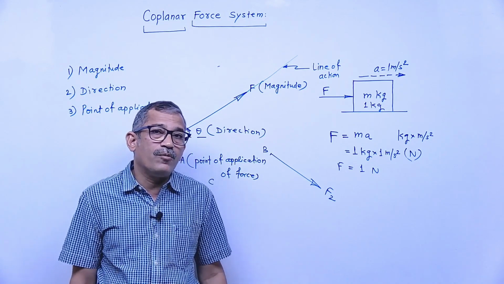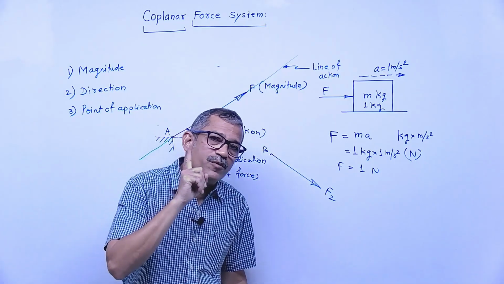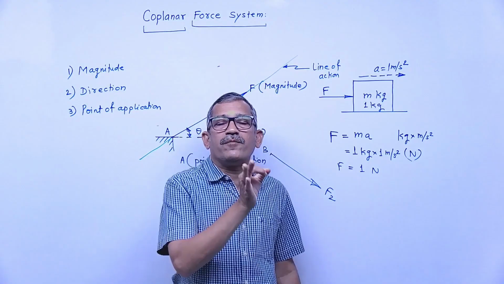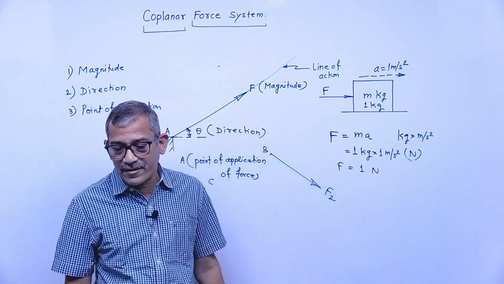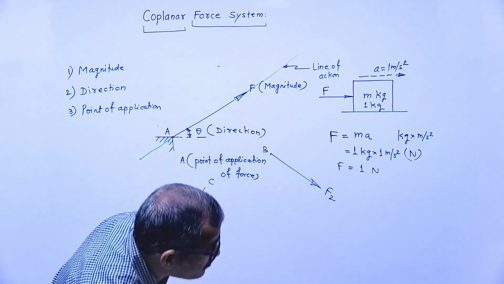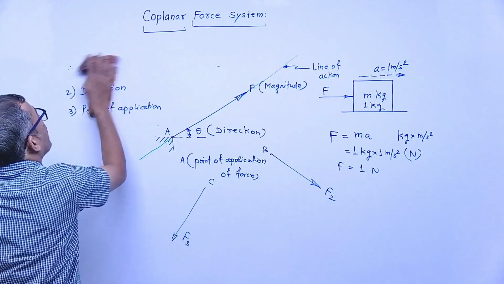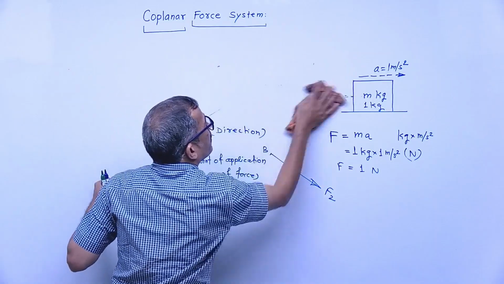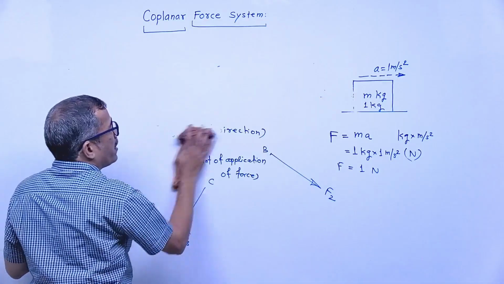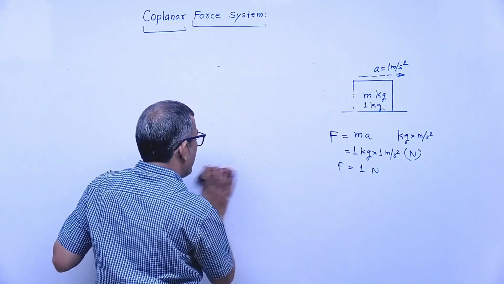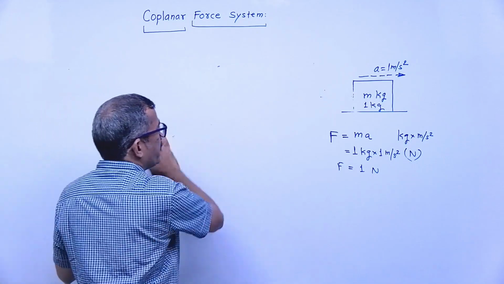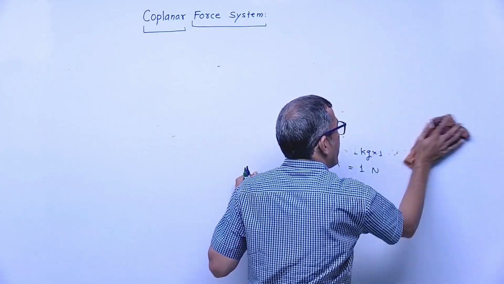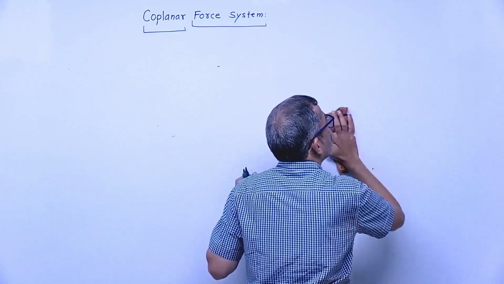So basically, how many types of force system are there? Two. Number 1 is the coplanar force system. Number 2 is the non-coplanar force system, or three-dimensional force system, or forces in space. How will we define these force systems? First, in one line, just note down. To define a force completely, what is required? Magnitude, direction and point of application. Line of action of force means the line along which the force acts is called the line of action of force.